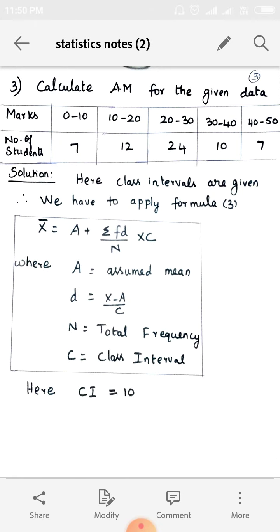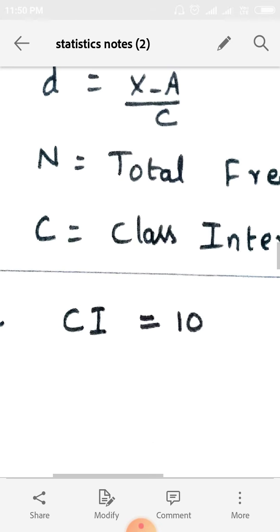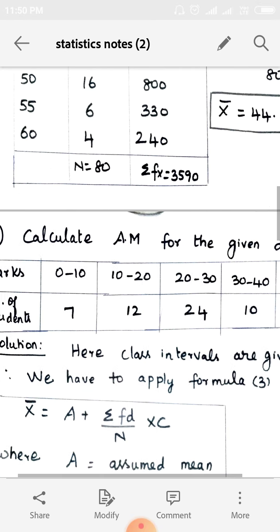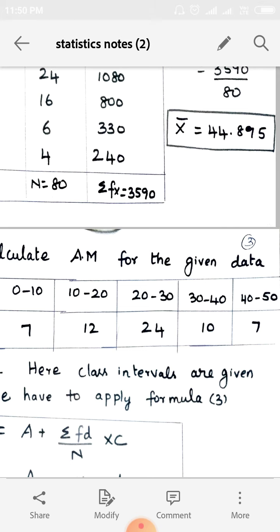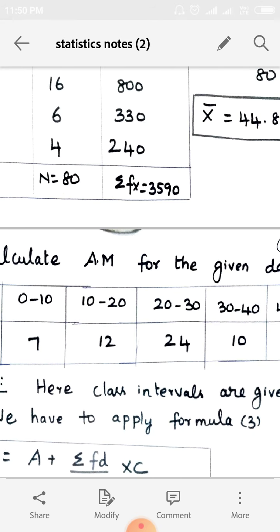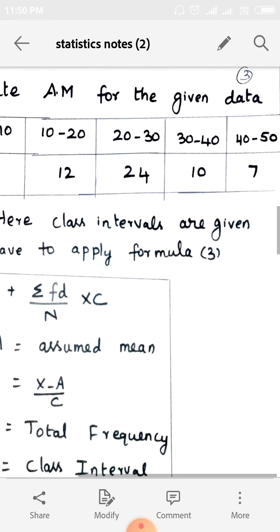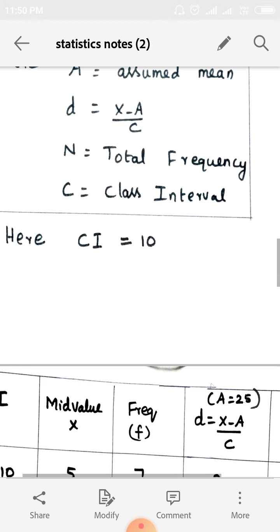Here class interval is equal to 10. What is called class interval? See the problem. 0 to 10, 10 to 20, 20 to 30, 30 to 40, 40 to 50. 0 to 10, how much is the class interval? 10. 10 to 20, the difference is 10. 20 to 30, the difference is 10. So all the class intervals are equal. So in this problem, class interval is equal to 10.